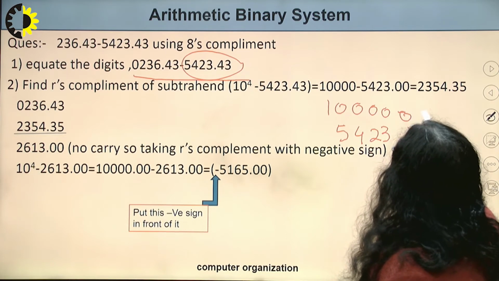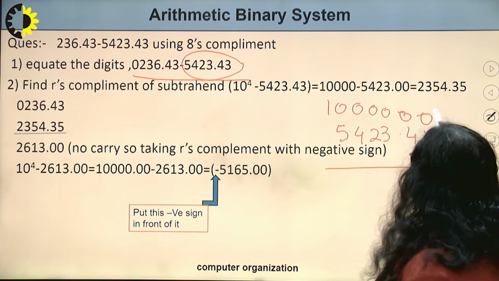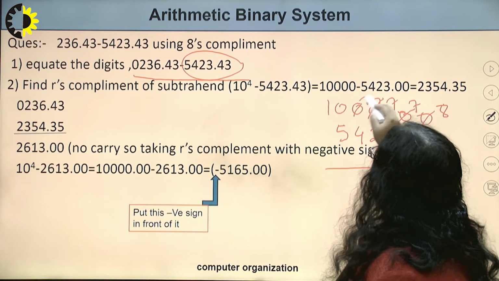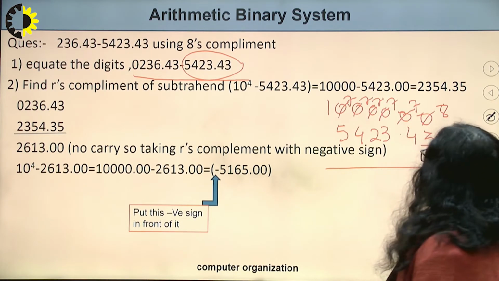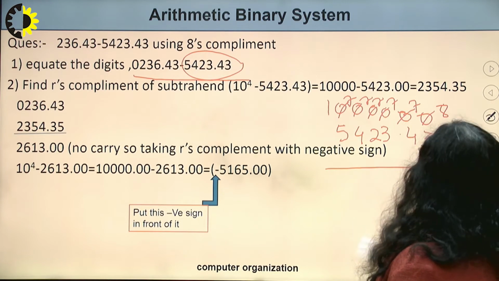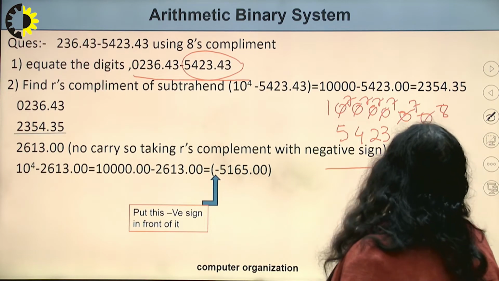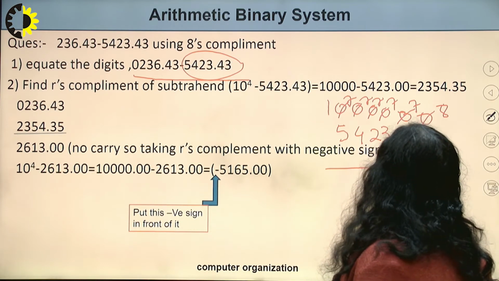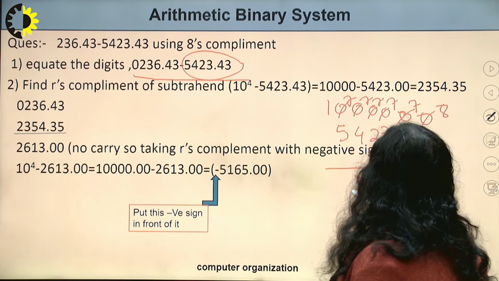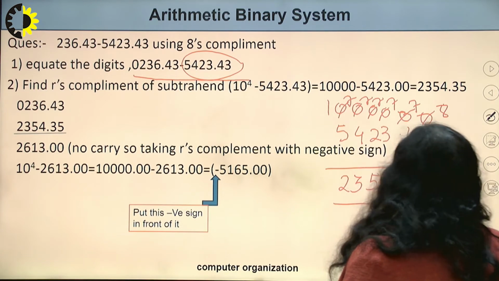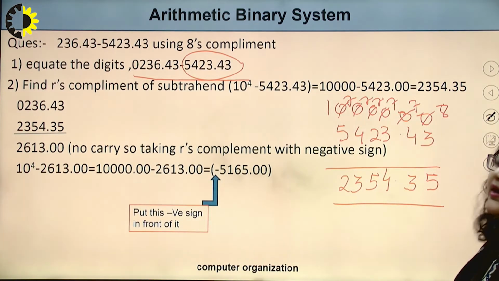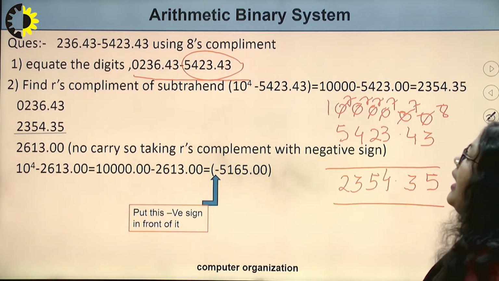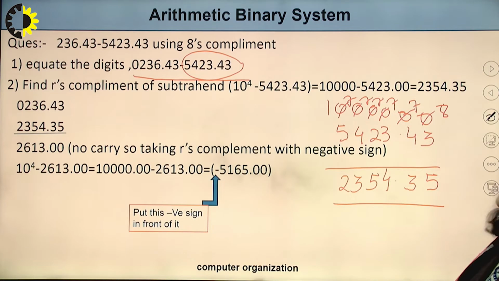This is basically 00. So, this is 8, this is 7, this is 7, this is 7, this is 7, this is 7. So, 8 minus 3, that is 5, 7 minus 4, that is 3, 7 minus 3, that is 4, 7 minus 2, that is 5, 7 minus 4, that is 3, 7 minus 5, that is 2. So, it is 2354.35. Now, this complement formed number add with the minuend.